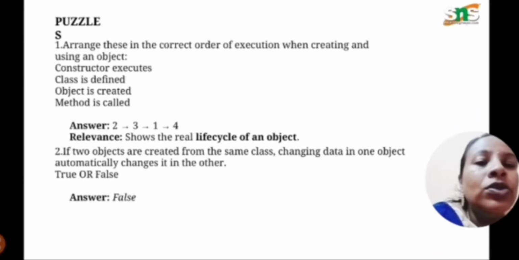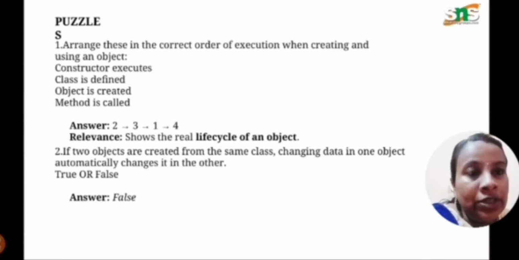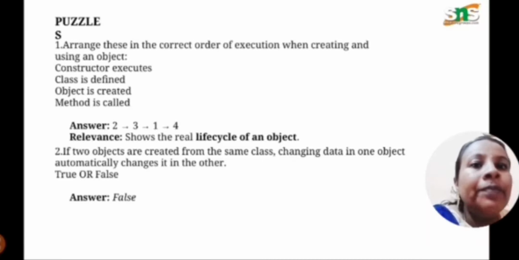So this is the puzzle. Arrange these in the correct order of execution when creating and using an object: constructor executes, class is defined, object is created, method is called. Try to recall what the first step is. Out of these four stages, what is the initial step? The right answer: first, the class is defined. Next, the object is created. Then the constructor executes and the method is called. This is the correct life cycle of an object.